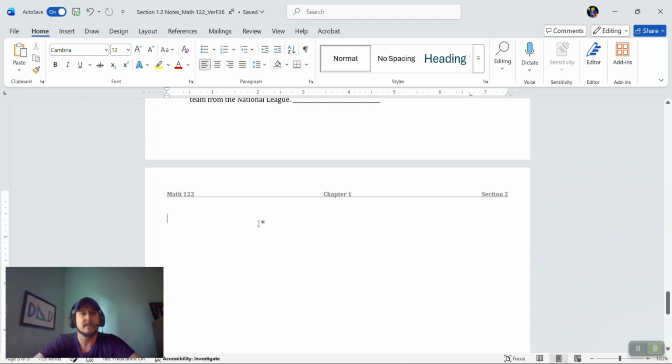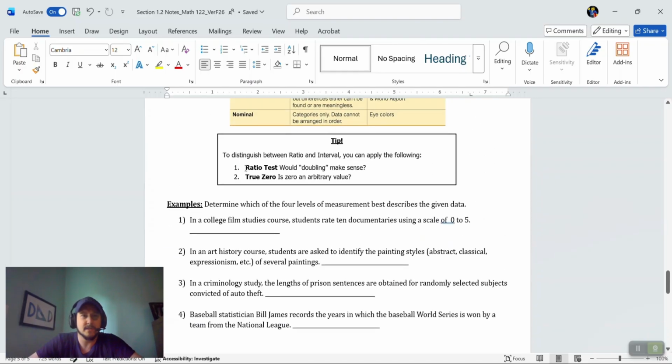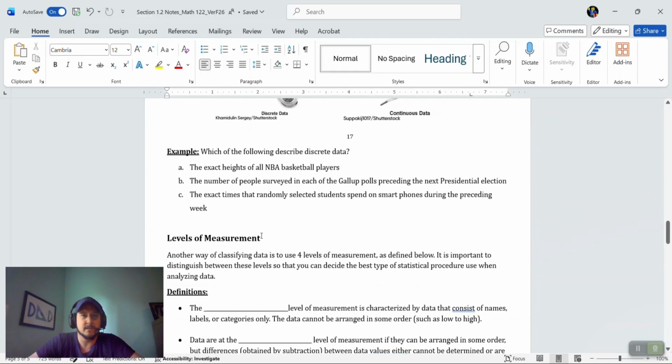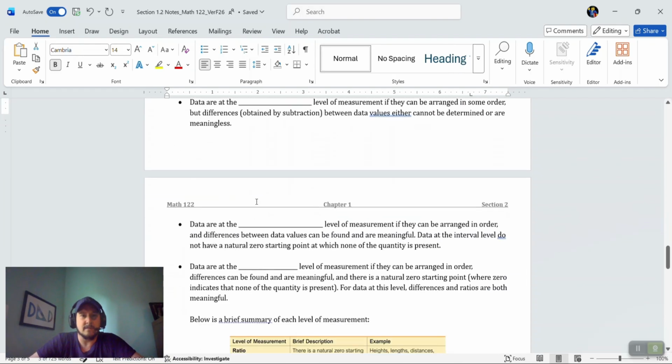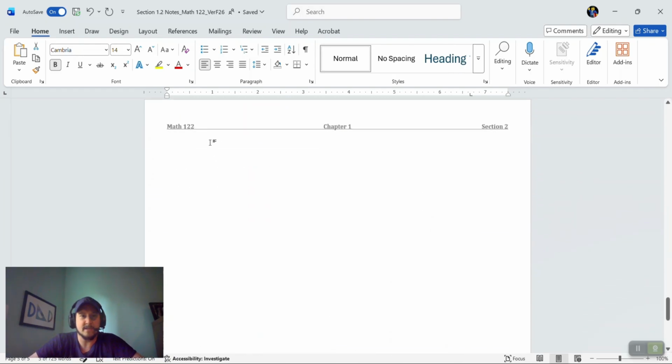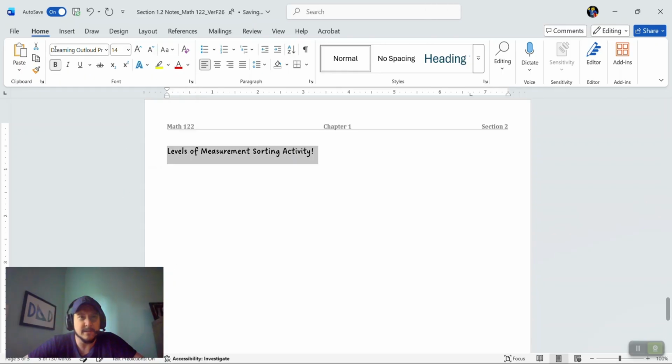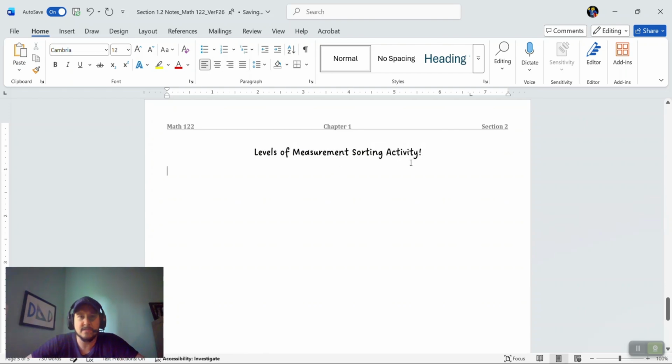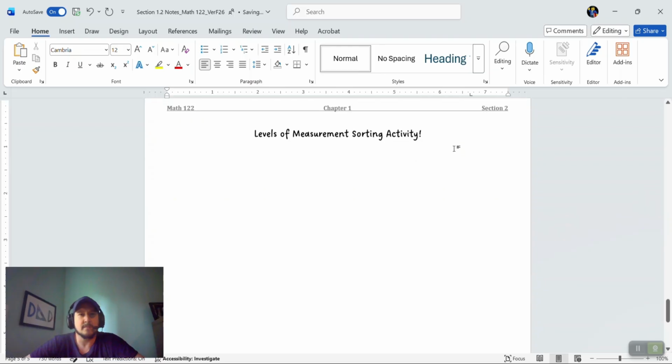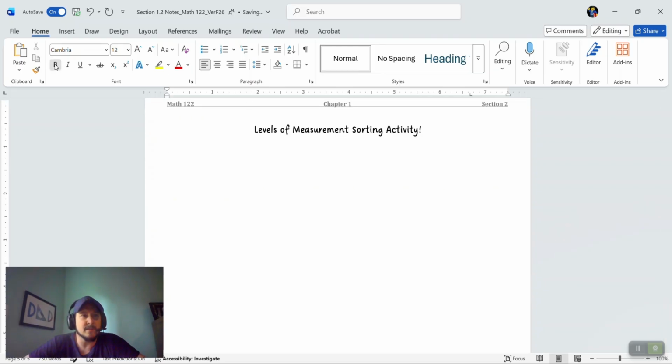So let me call this levels of measurement sorting activity. Very creative. Maybe to spice it up, I'll change the font style to something a little more fun, like that. Okay, dreaming out loud. I'll increase the size, and I will center this. And let's think about some instructions.